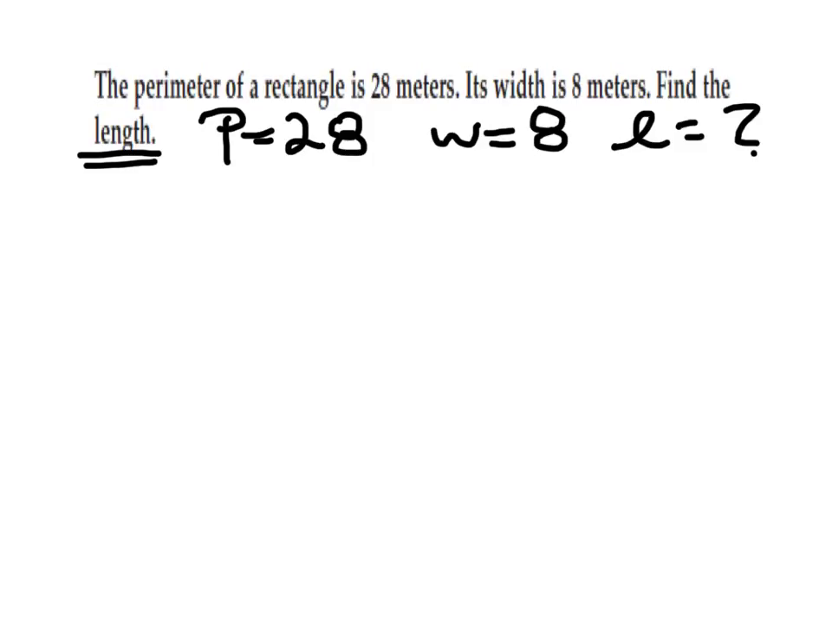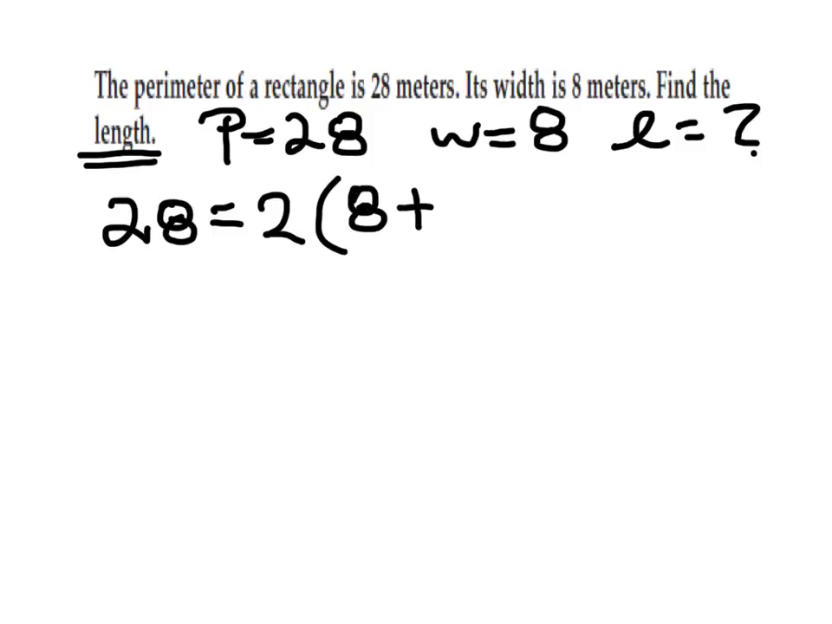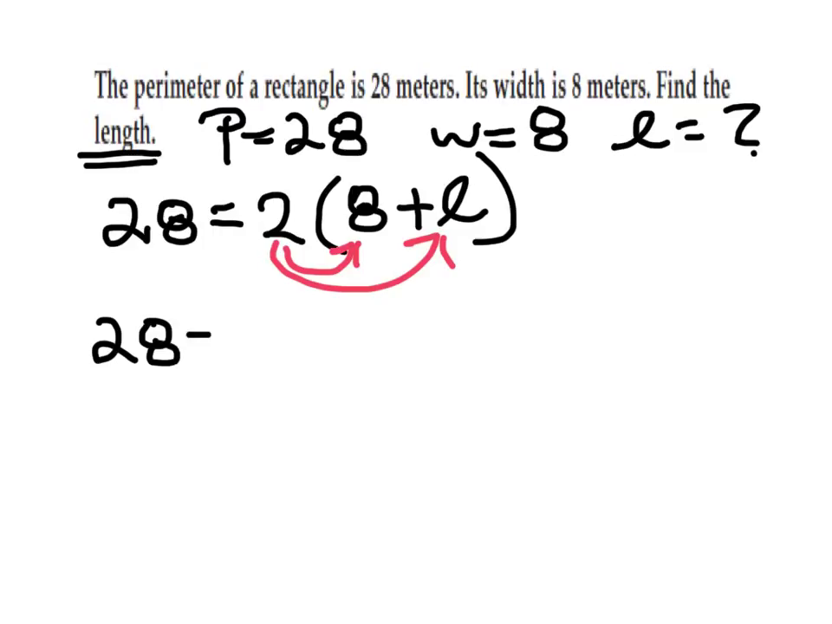So let's go back to our formula. So we know what P is. So 28 is equal to 2, and then there's my parenthesis. I know what width is, but I just don't know what the length is. Now it's time to break out the distributive property. Go ahead and do that. So I have 28 is equal to 16 plus 2L.